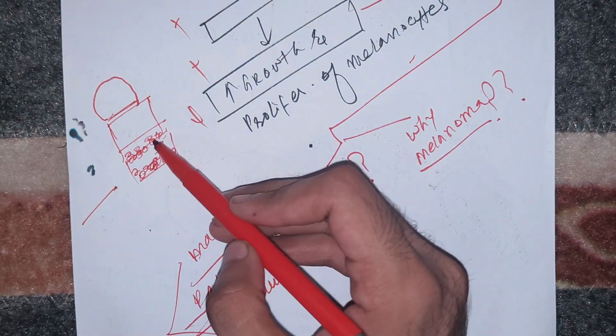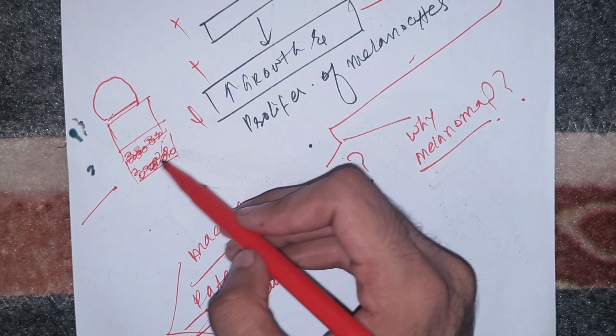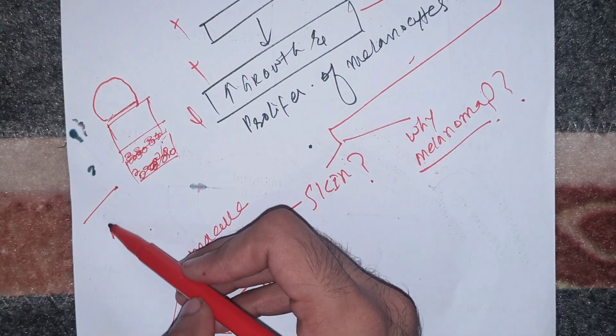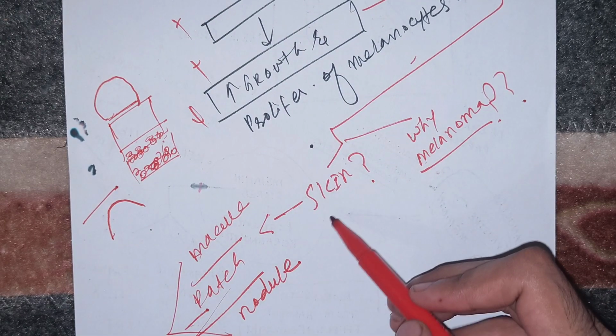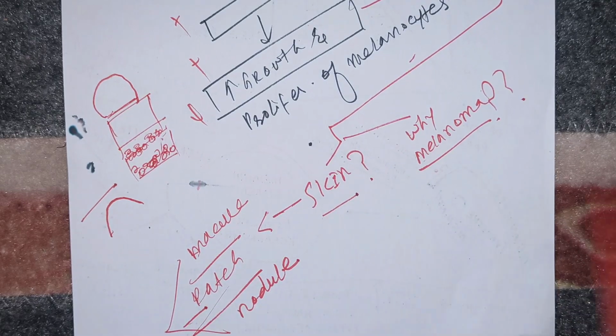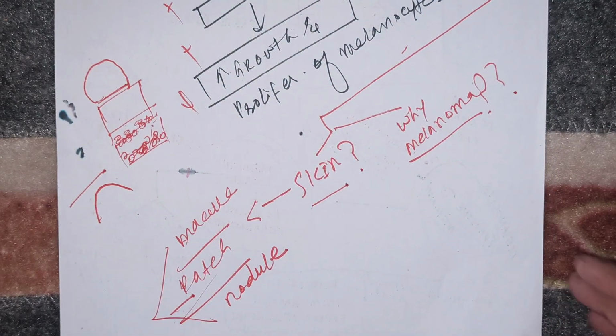But when they are very much proliferative, they will come down into the deeper dermis. The lesion will become more prominent like a nodule. Okay, so you are clear with this question? Now the question is, why not melanoma if it is growing and proliferating continuously? It should develop into melanoma, na? Why not? Let me tell you that.